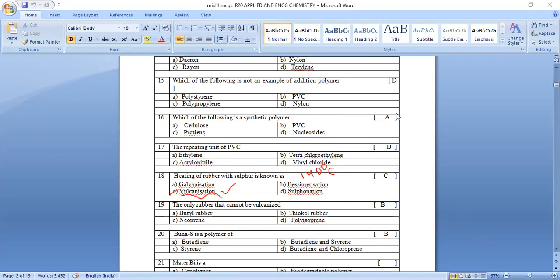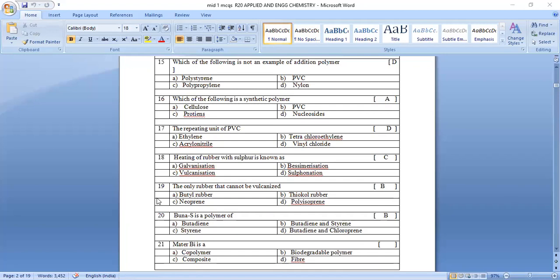Now, question number 19. The only rubber that cannot be vulcanized is known to be thiokol. We do not add sulfur to thiokol, because thiokol already contains sulfur, and thiokol doesn't contain any double bond system. That is why thiokol cannot be vulcanized.